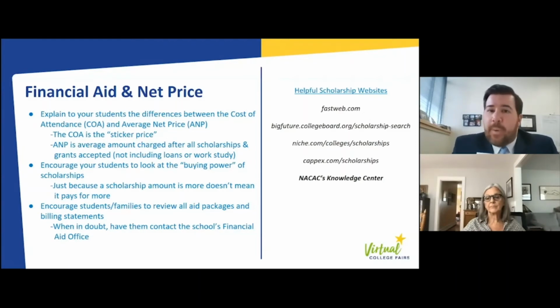A couple of different websites there for helpful scholarship searches. Fastweb.com, College Board has a great scholarship search, Niche, CappEx, and of course, NACAC's Knowledge Center. I encourage you to check that out. There's a lot of great resources for scholarships and financial aid in general. So definitely check that out.